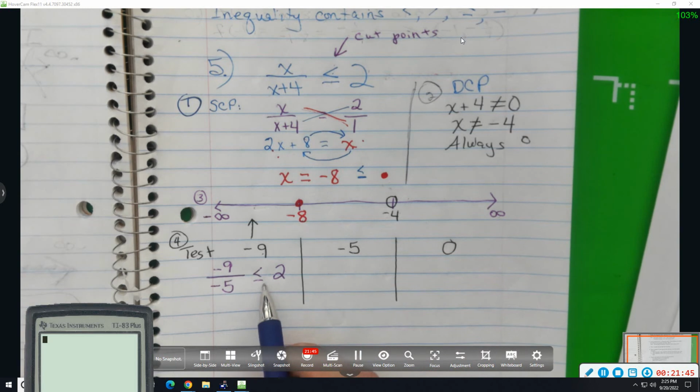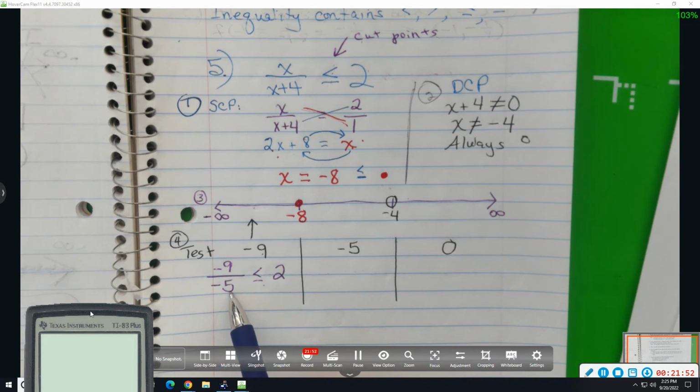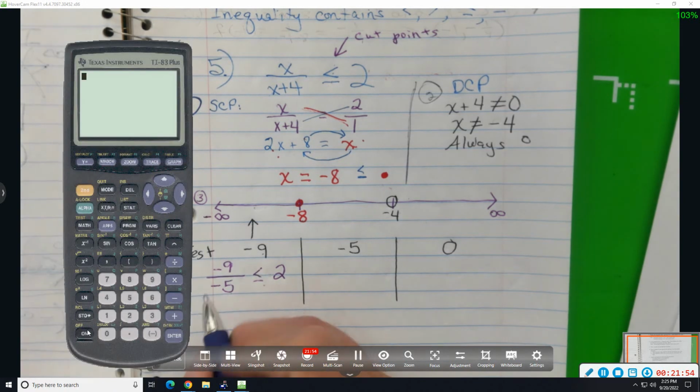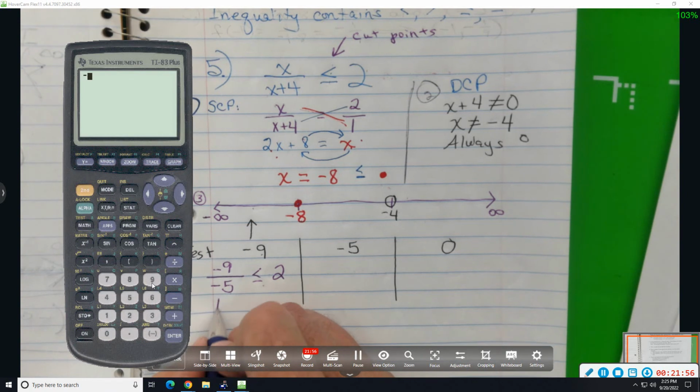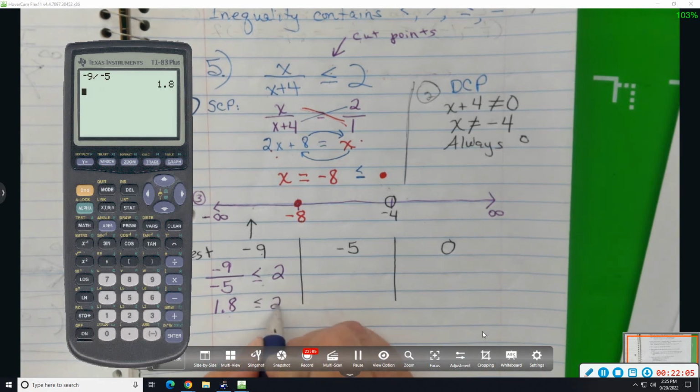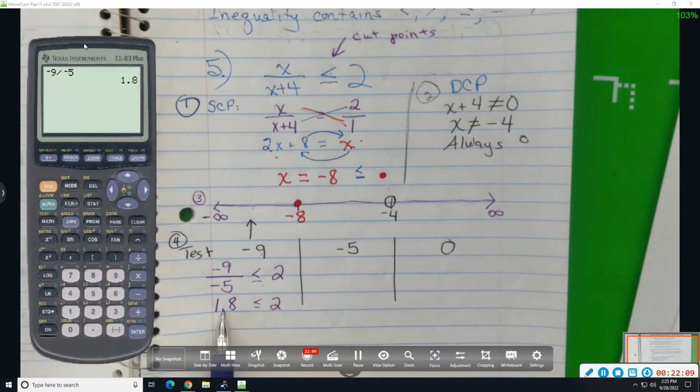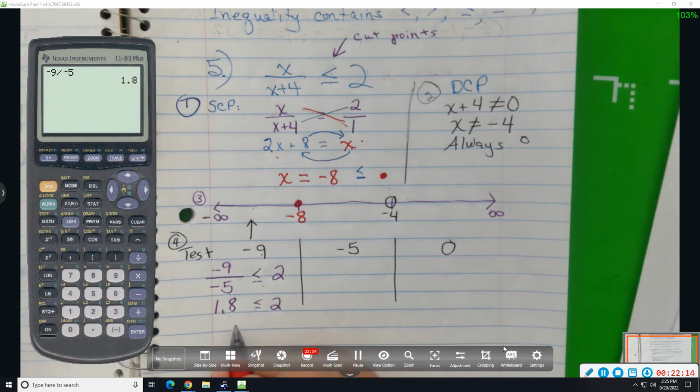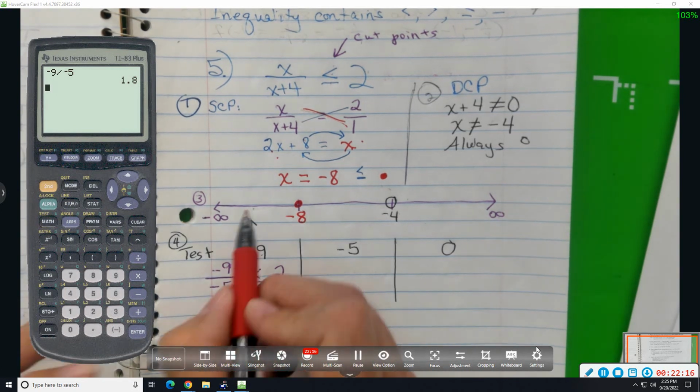It's sure not equal. But what's negative 9 divided by negative 5? Let's write that as a decimal. Punching that into your calculator, is that a positive 1.8? Or you could write it as 1 4/5. Either way, is that less than 2? Yes, this is a true statement, right? 1.8 is less than 2. It would say true, which means shade that interval.